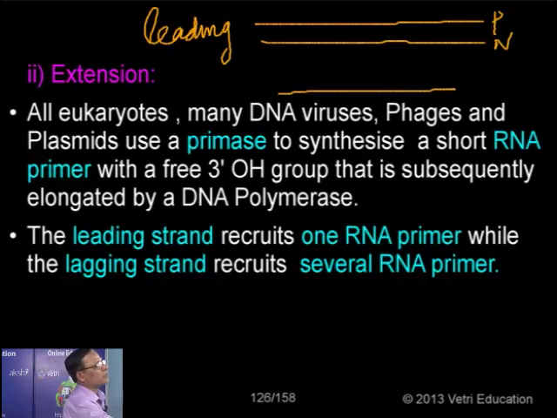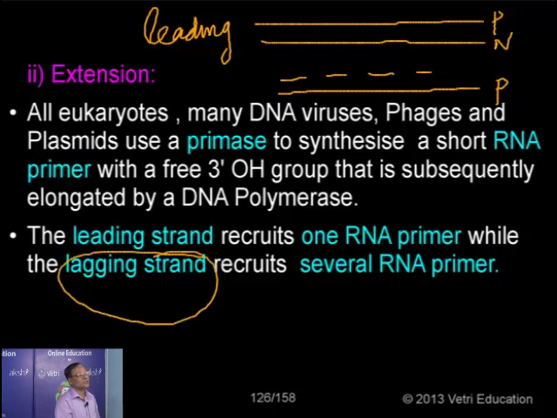In the other parallel template strand, the DNA is formed in broken fragments. This is called the lagging strand. The strand where the continuous synthesis of DNA takes place is called the leading strand. The strand where discontinuous synthesis of DNA occurs is called the lagging strand. So the leading strand recruits only one primer, that is one RNA primer, because we have only one continuous strand.